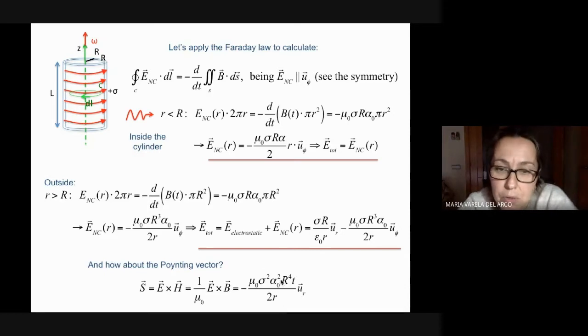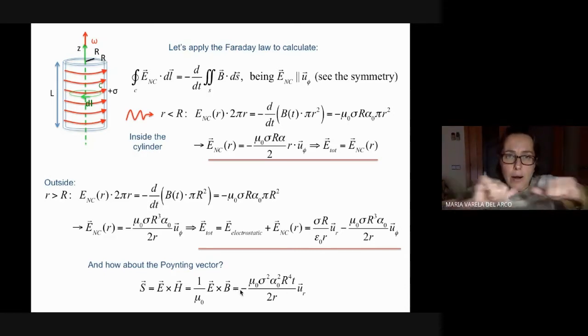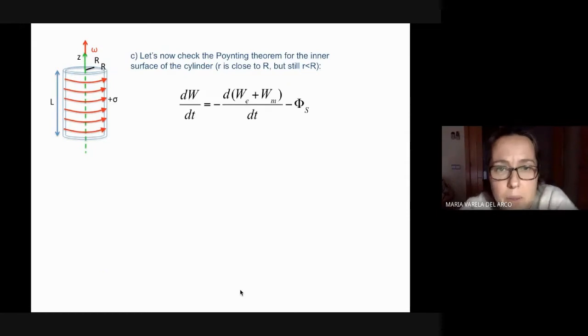Anyhow, you substitute those and you get this. The Poynting vector actually is going to go like minus u_r. In other words, there is some power flowing inwards through the surface. We'll talk about this in a moment.